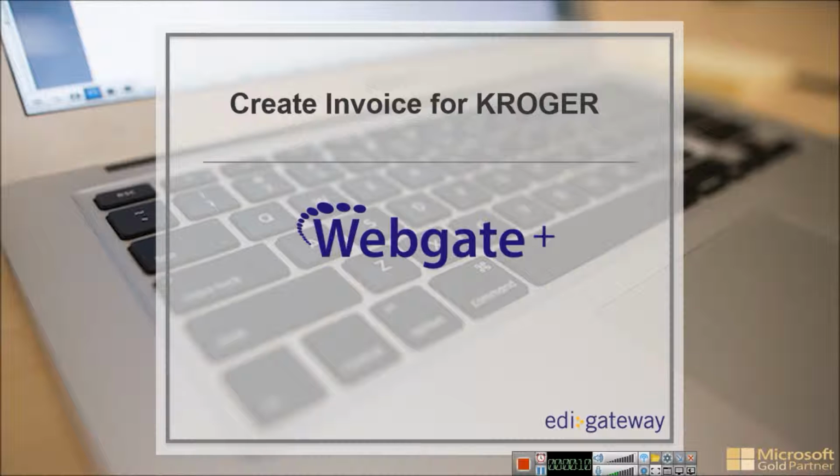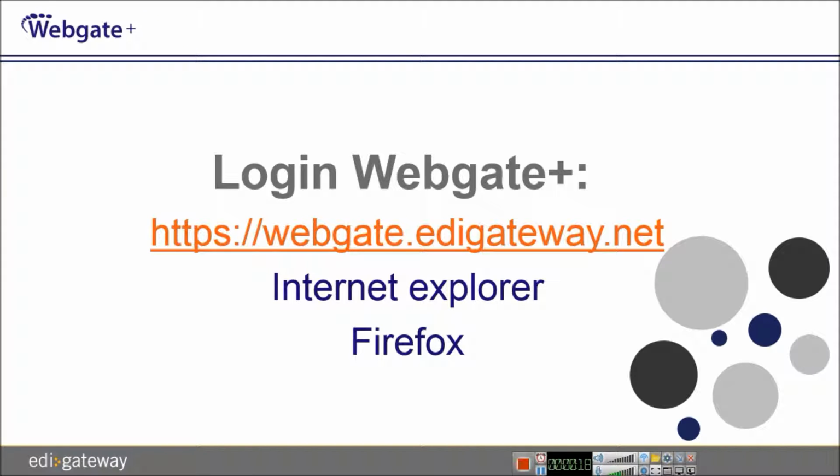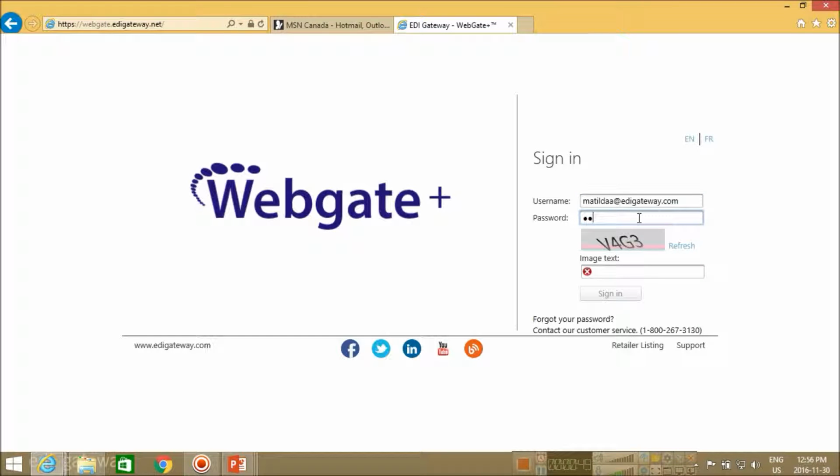To create an invoice for Kroger using Webgate Plus, first log into the Webgate Plus portal at webgate.edigateway.net using Internet Explorer or Firefox, as our application is not compatible with Chrome or Edge. Enter the username and password that was provided to you, or your current Webgate Plus username and password, and then enter the security code as shown on the screen. Once completed, click on Sign In or Enter.